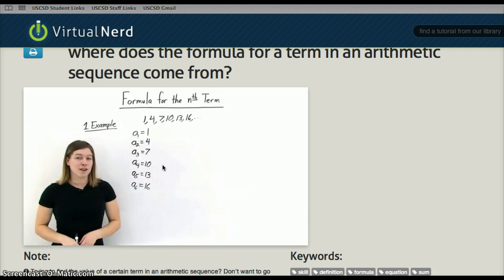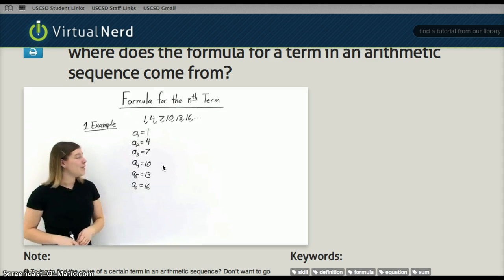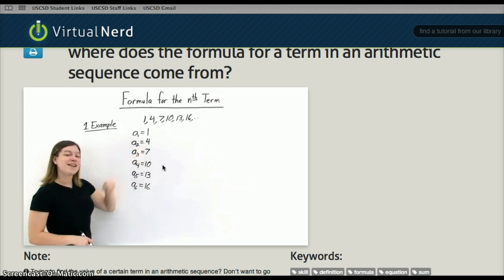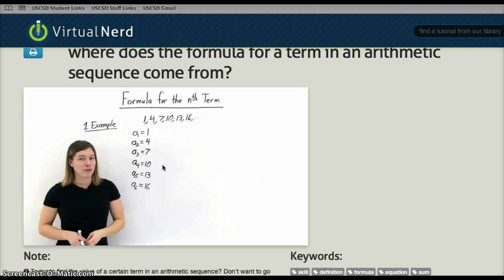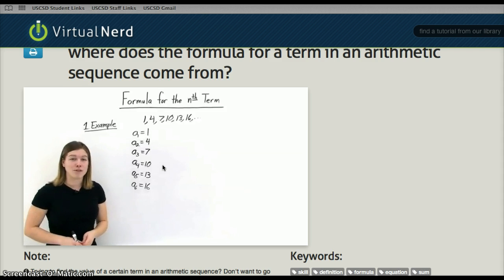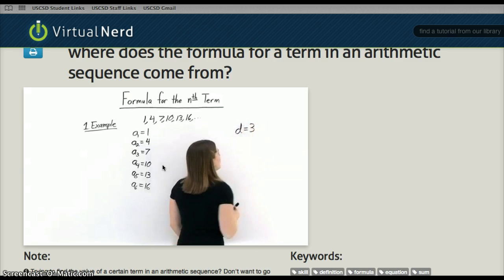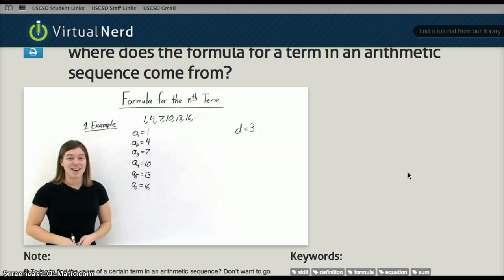Now looking at each one of these numbers, what do we need to do to get from one term to the next? Well, to get from a sub 1 to a sub 2, we need to add 3. To go from a sub 2 to a sub 3, we need to add 3. To go from a sub 3 to a sub 4, we need to add 3. So each time to get the next term in this sequence, we need to add 3 to the previous term. That means that the common difference of this sequence is 3. That means that D is positive 3, because it was added. The common difference is 3.